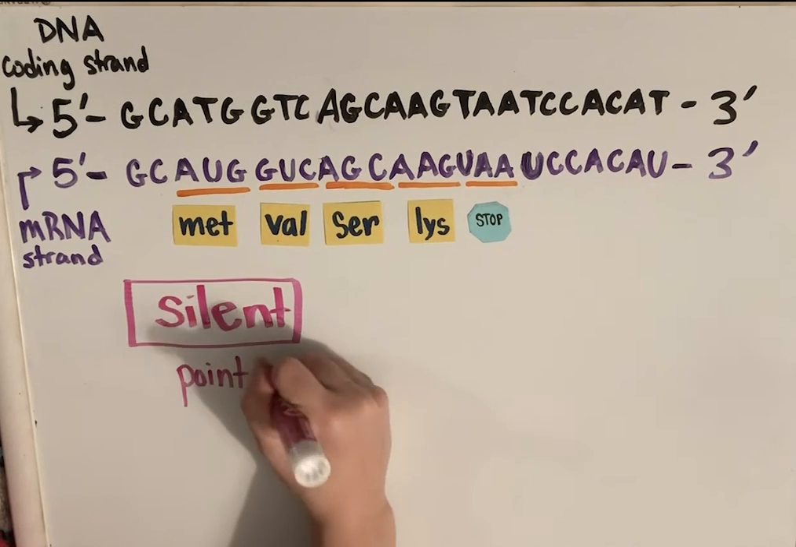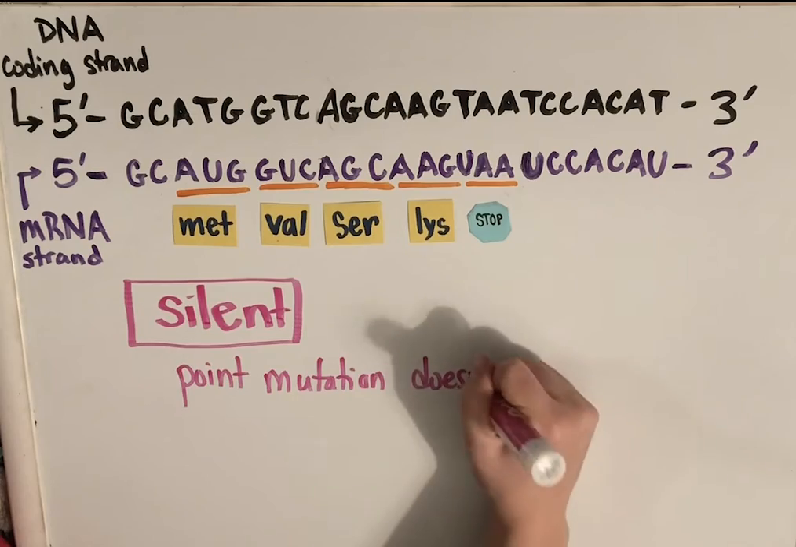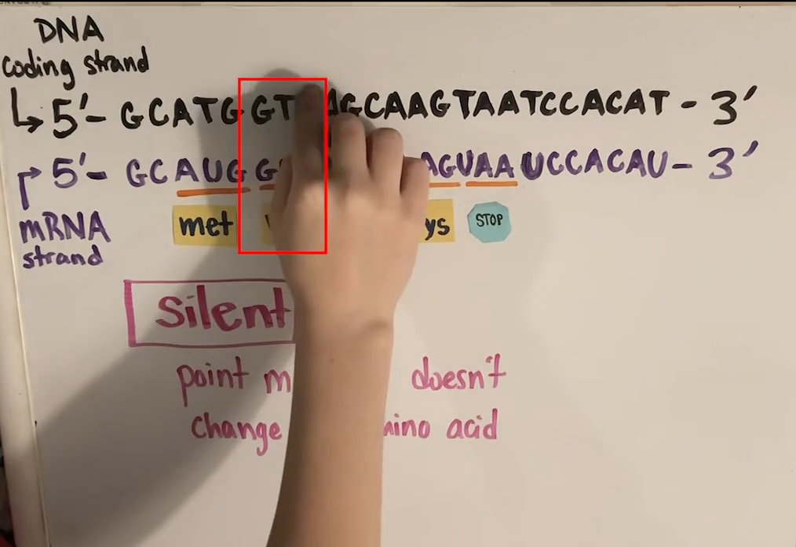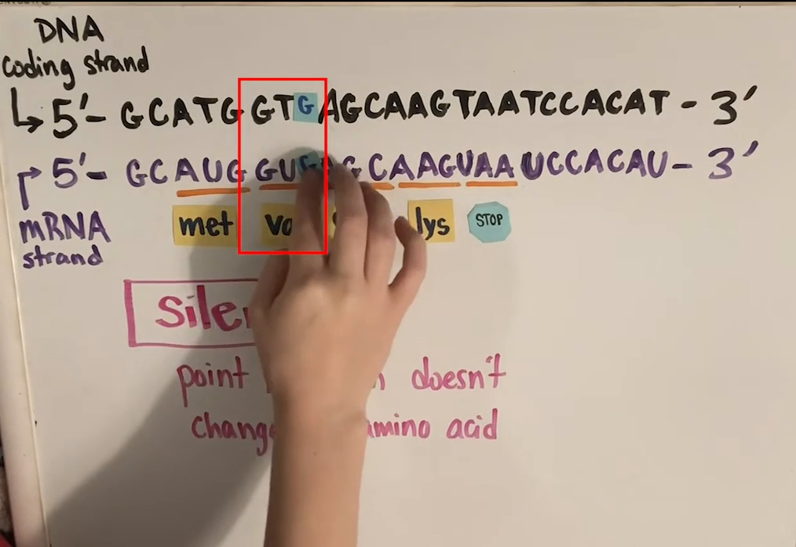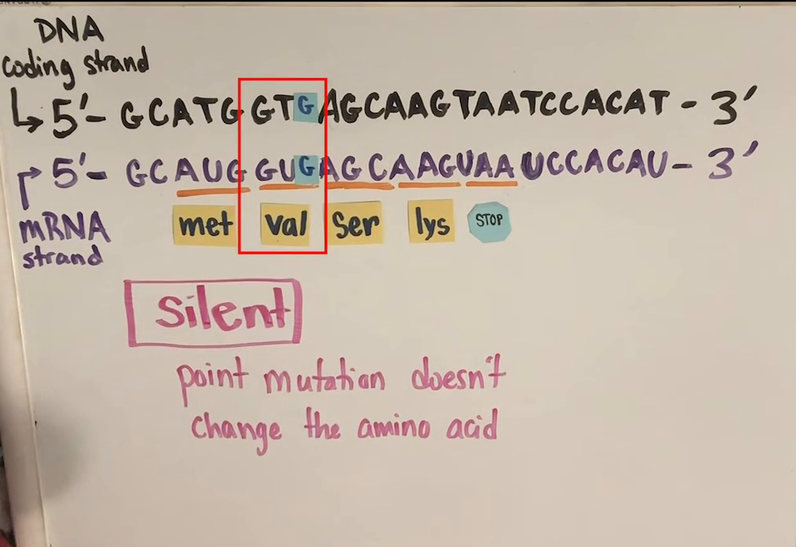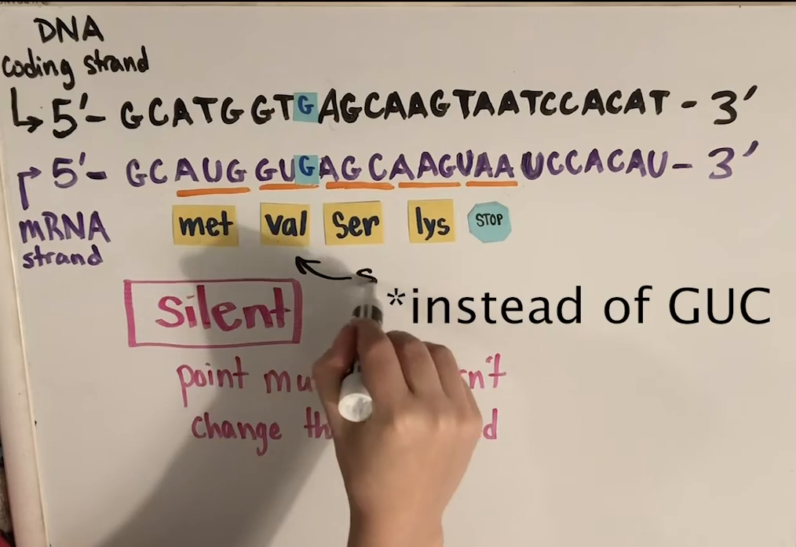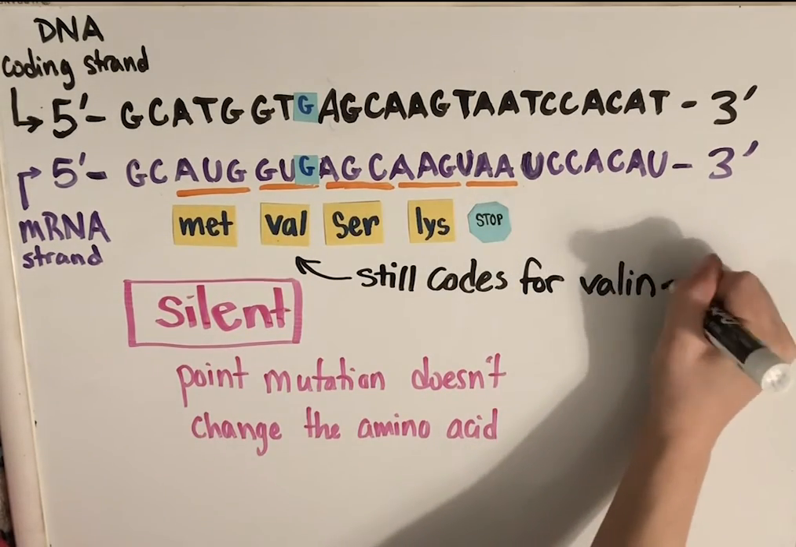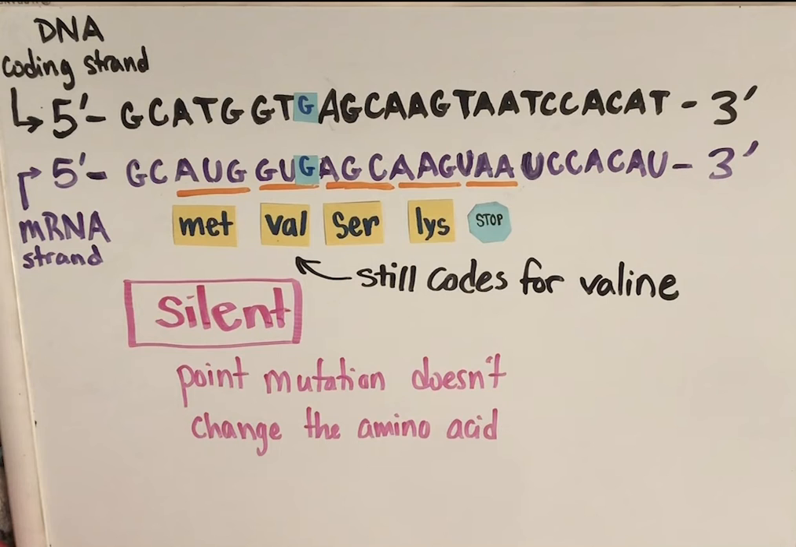Next, we'll look at a silent mutation, where there is a change in the base pairs but the resulting amino acid stays the same. A transversion of cytosine to guanine in the DNA coding strand results with a codon in the mRNA reading GUG instead of CUG. However, both of these codons code for valine. The amino acid sequence remains the same as the wild type.